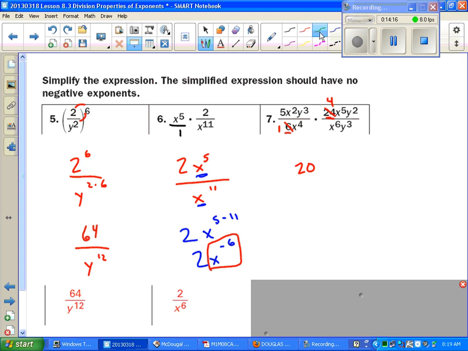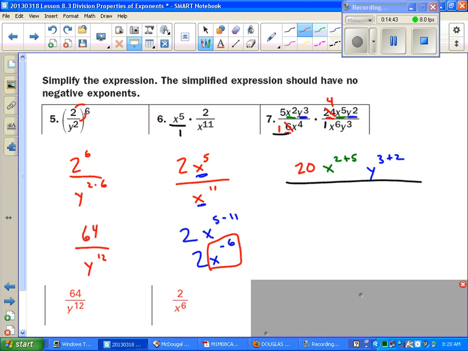Multiply your x terms, x squared times x to the 5th. Since we're multiplying, x to the 2 plus 5. Remember, plus goes when you're multiplying. And do your y terms. Y to the 3rd times y squared means y to the 3 plus 2. That's your entire numerator. Your denominator, we just have 1 times 1 that's not shown, so that'll just be 1.